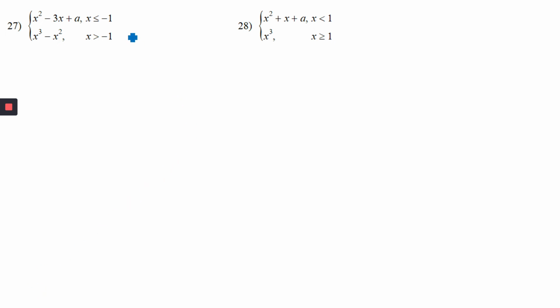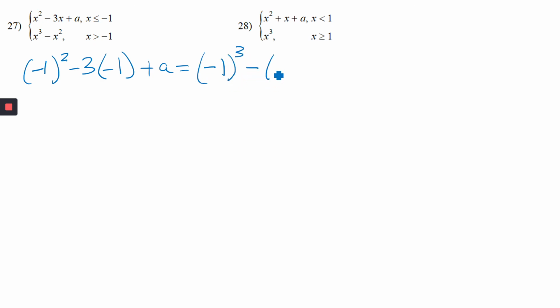Okay. And the last one that I'm going to do, very similar, except now I have a quadratic and I have a cubic. And again, these are coming together at -1. So wherever they come together, that's the x value that you're going to plug into both the functions and set them equal to each other. So on the top, I've got -1 squared minus 3 times -1 plus a. And then I'm going to plug it into the bottom, which is -1 cubed minus -1 squared.